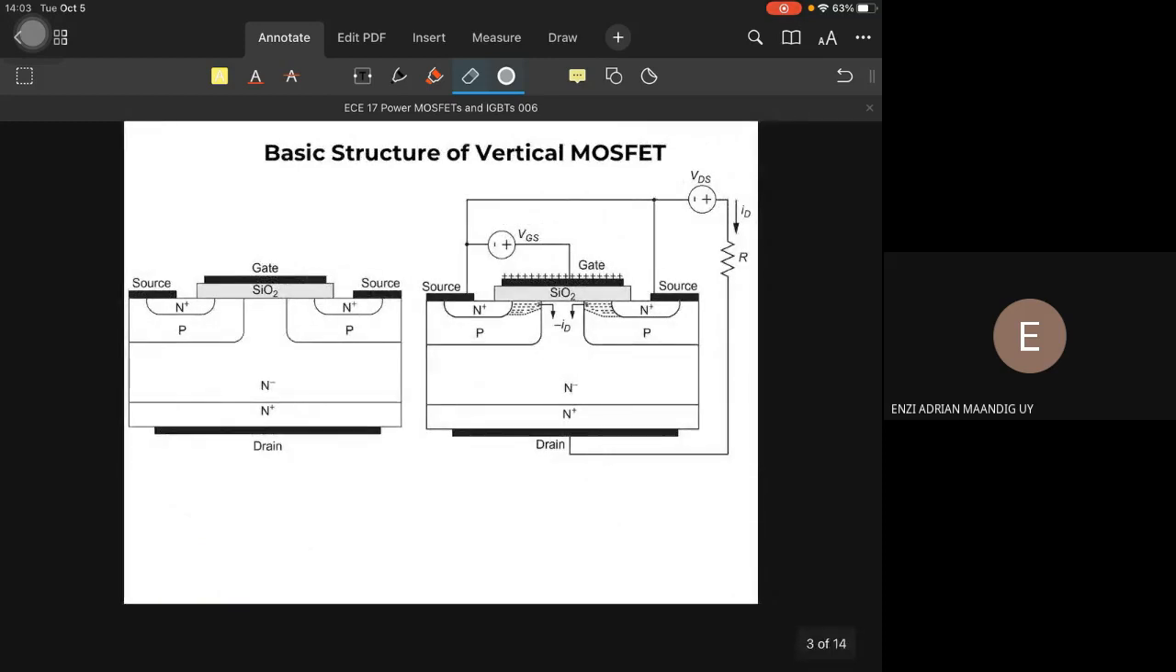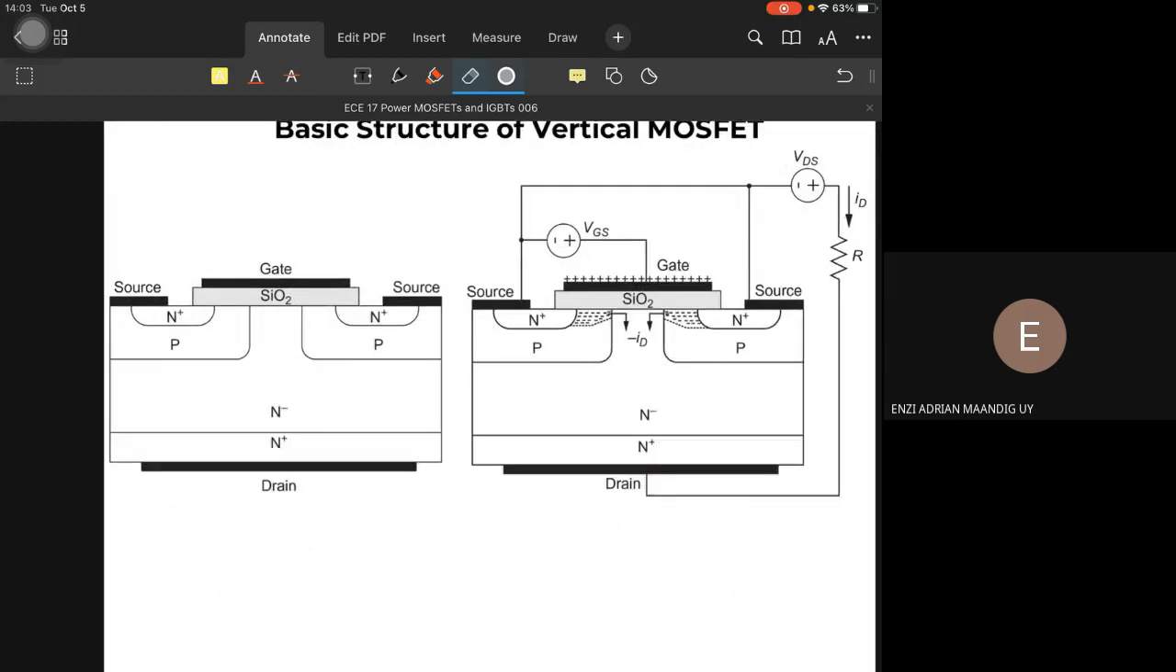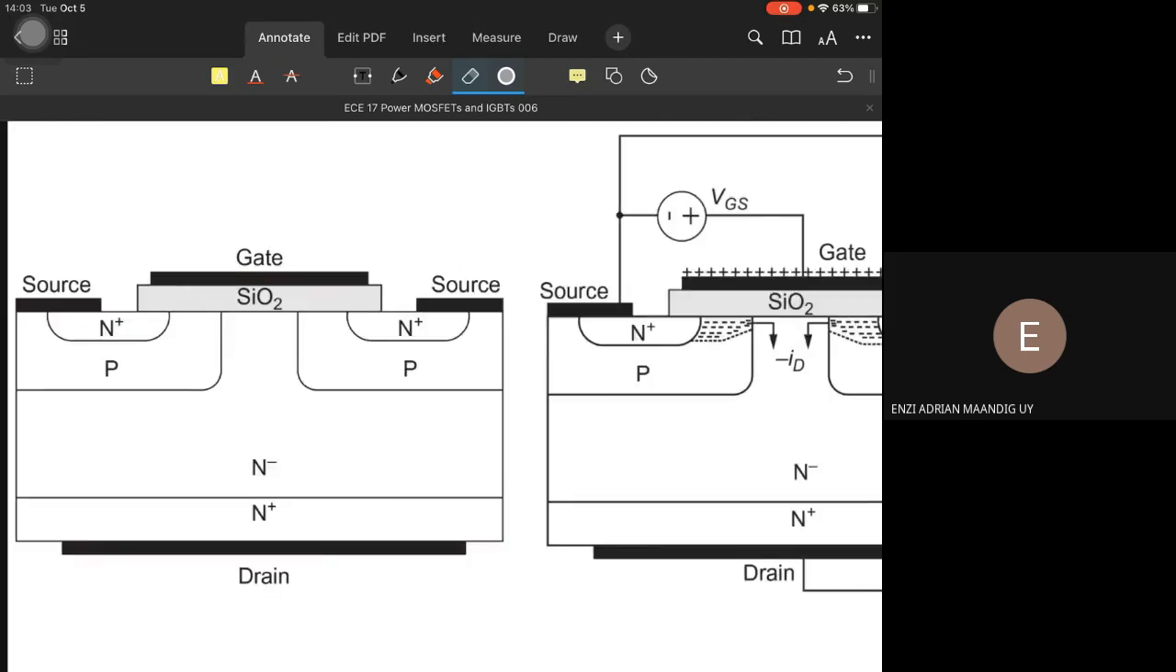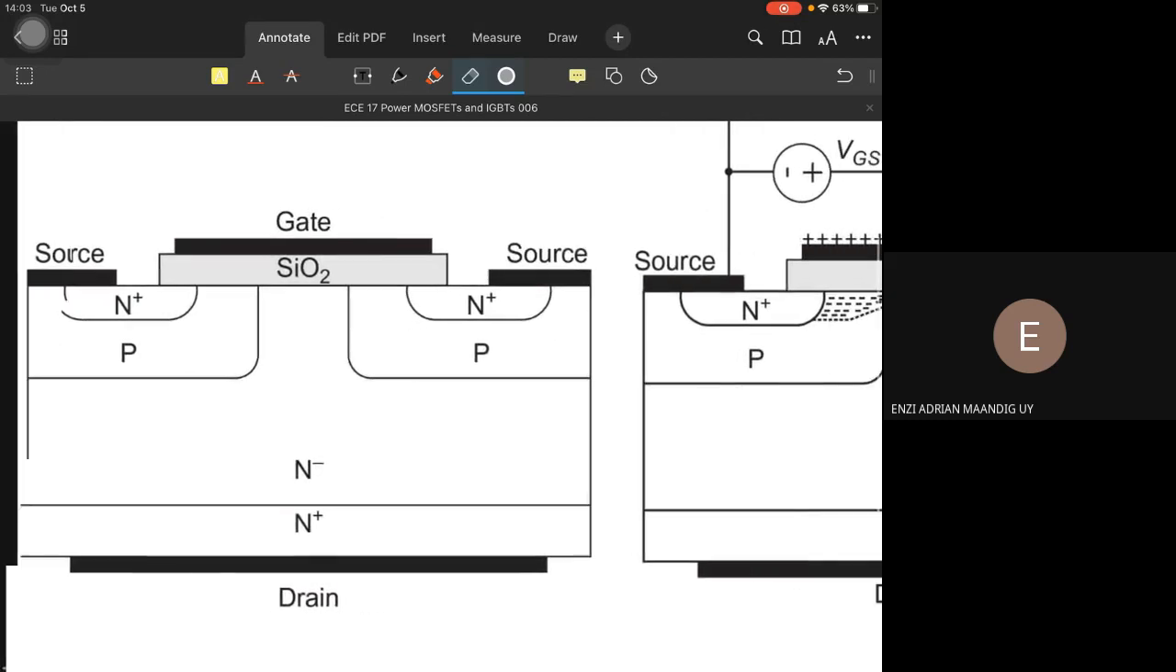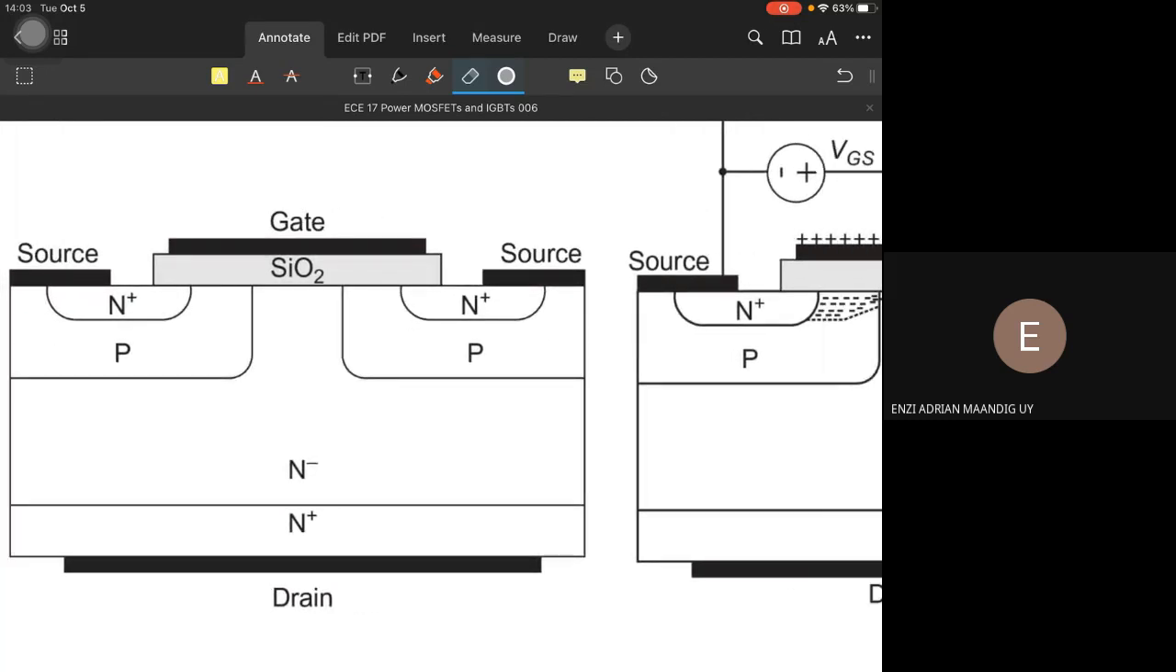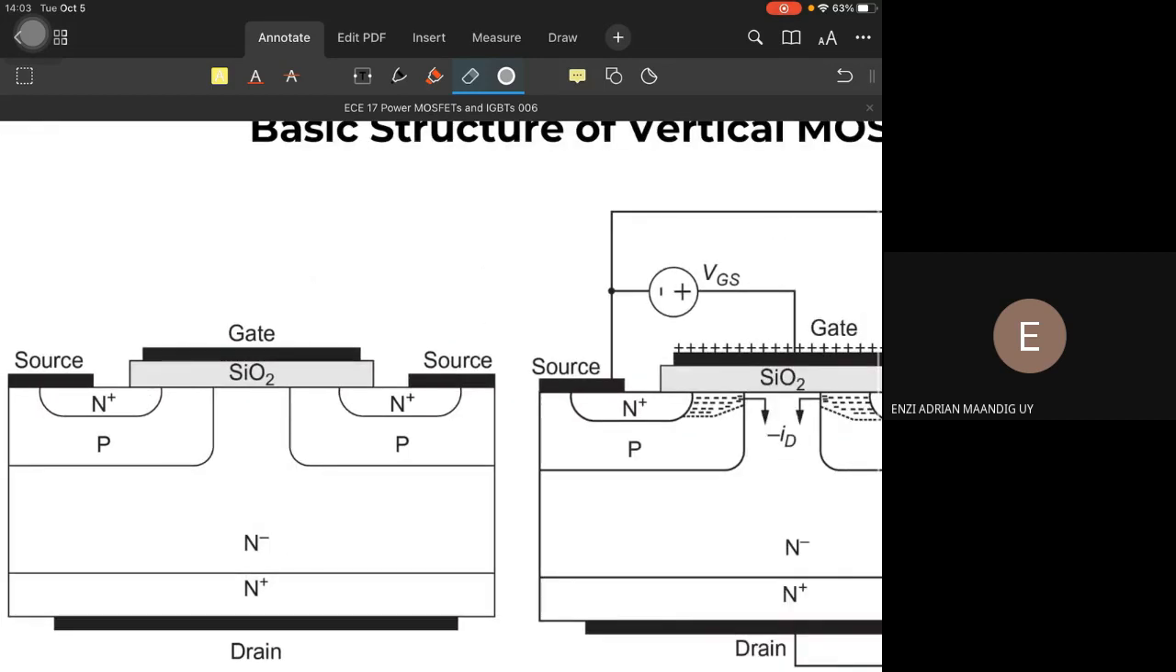So this is the basic structure of a vertical MOSFET. It is the image on the left. These are its terminals: the source, the gate, and the drain. Okay. So that is the symbol.